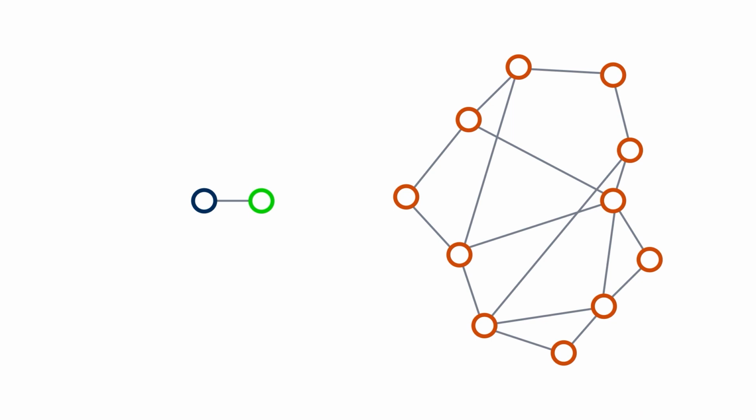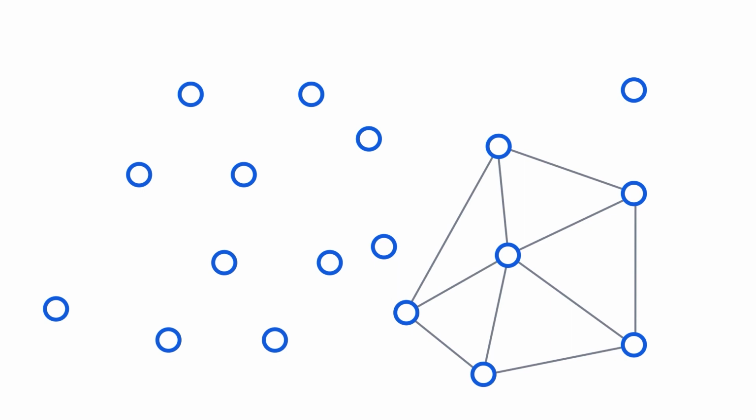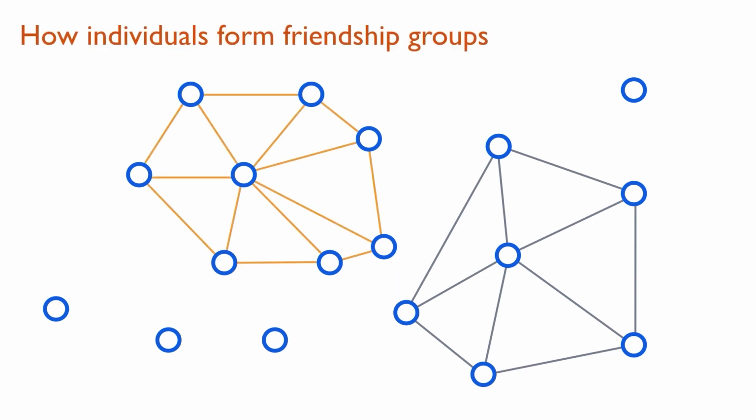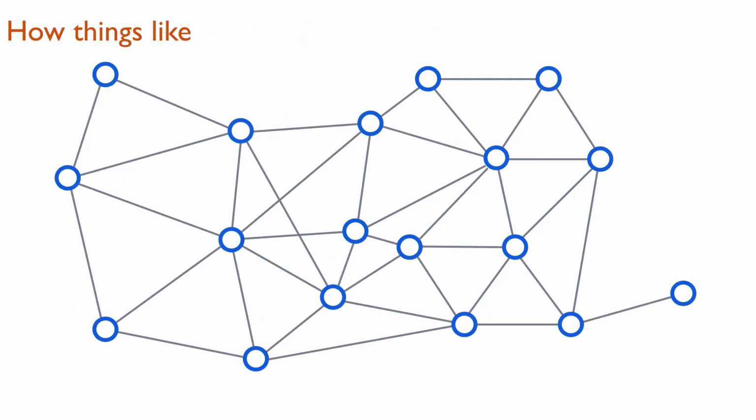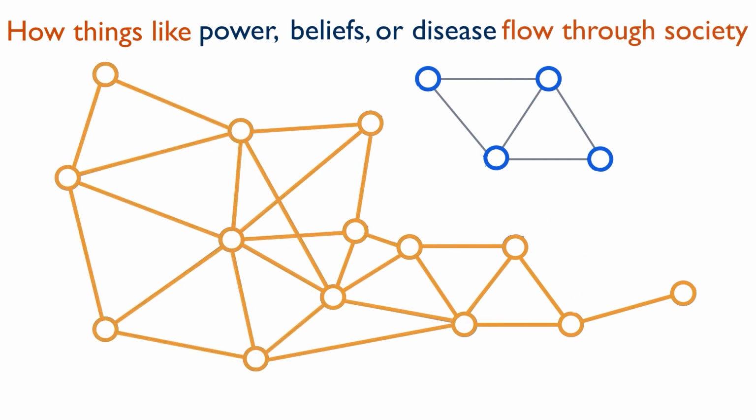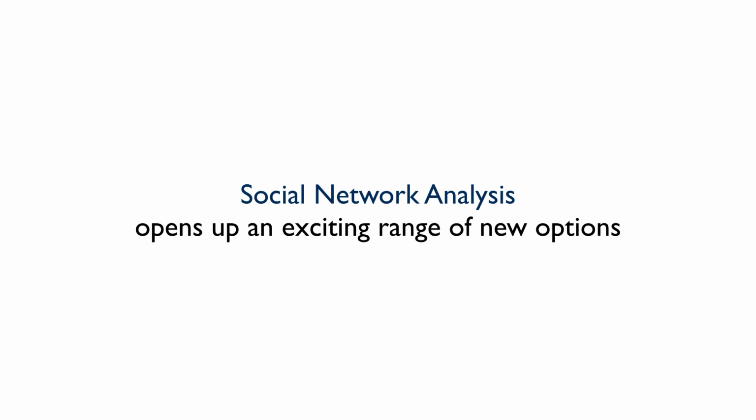We can study what makes a group of strangers start to form distinct friendship groups. And once networks are formed, we can see how things like power, beliefs, or even an outbreak of disease flow through the individual connections. As you can tell, there are practical questions that can get quantitative answers and new insights with social network analysis that just weren't possible before. This opens up an exciting range of new options.